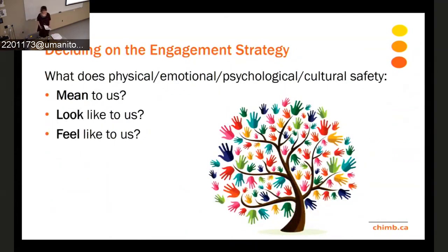And for that, there's an exercise we like to do sometimes when we come together, and that's just having a conversation about physical, emotional, psychological, and cultural safety. We have this conversation, we do each one of them, and we say, what does it mean to me? So what does, say, emotional safety mean to me? What does it look like to me? And what does it feel like to me? And in having this conversation, we can start to develop guiding principles for our team when we come together.